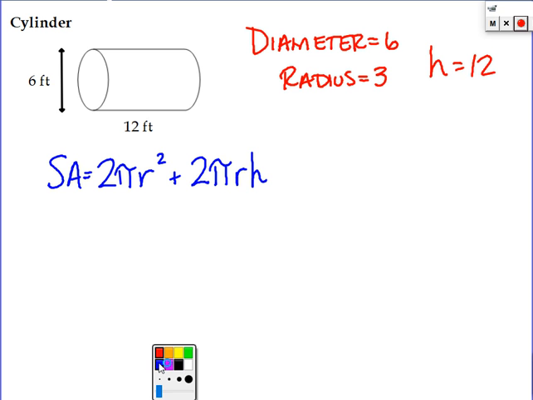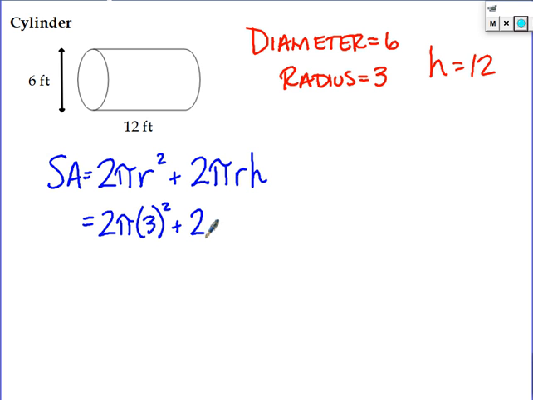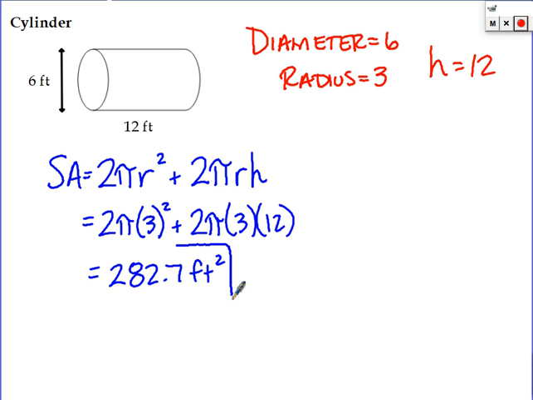So all I have to do is come down here to my formula and plug it all in. 2 pi times 3 squared plus 2 pi times 3 times 12. Now you can put that entire thing into your calculator exactly how it looks. 2 pi 3 squared plus 2 pi 3 12. You can put that all in and it'll give you your answer. If you do that, your answer should be 282.7 square feet. And that's if you use pi, the actual pi button. If you use 3.14, it's going to be very close.